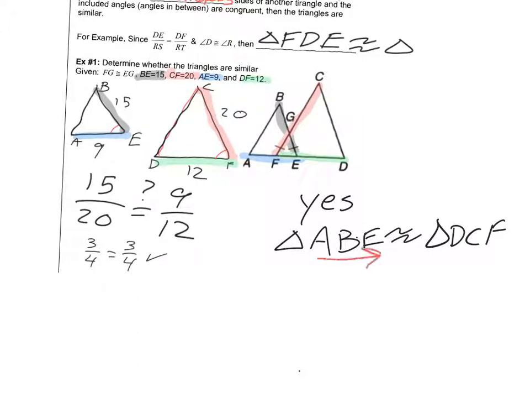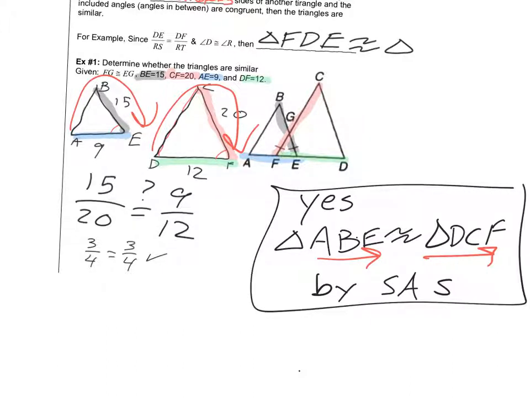Again, look at the order, right? I did ABE, so I went this way, so I had to do the same order, DCF. And we did it by side, angle, side, so I'm going to say by side, angle, side. Boom, there we go. We've demonstrated that those two triangles are similar. All right, let's go to the next page.